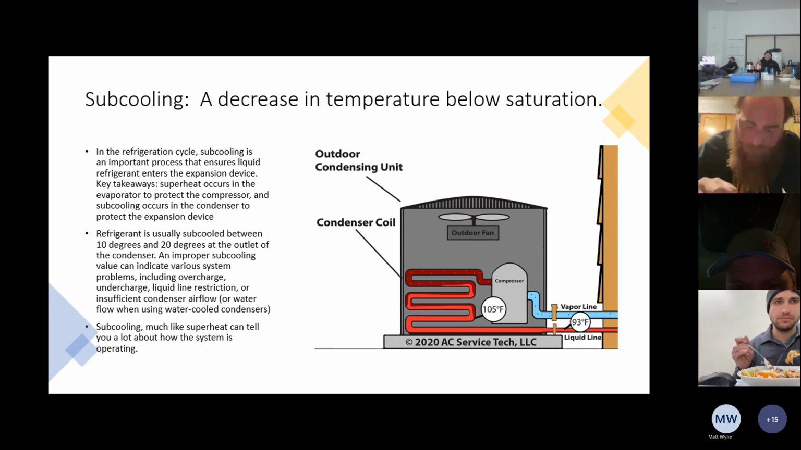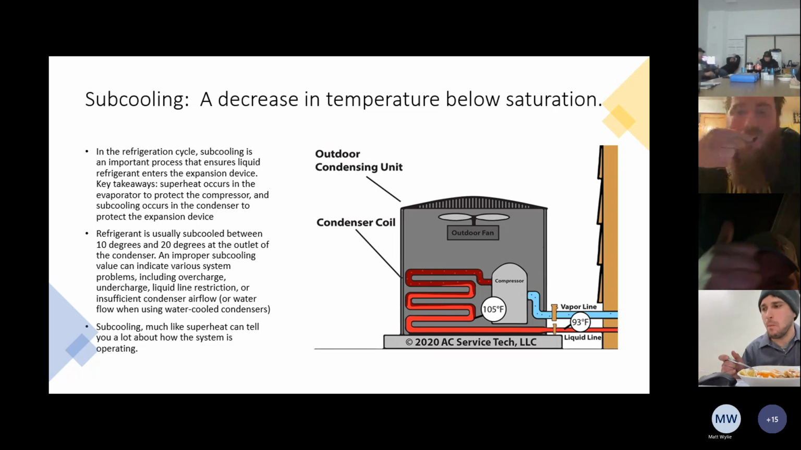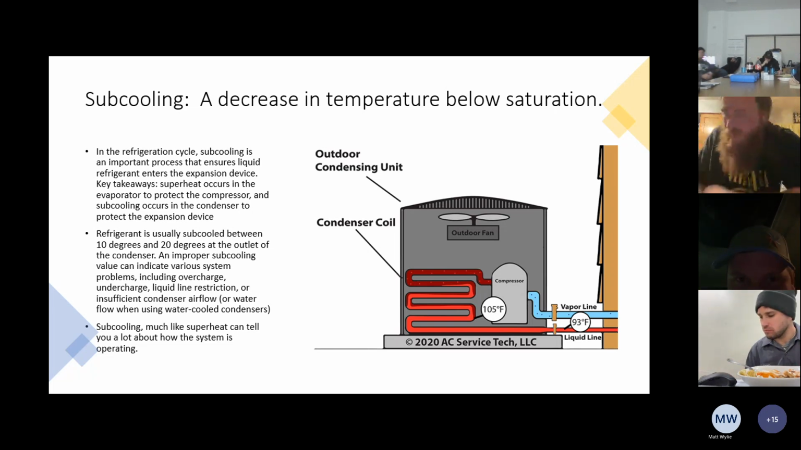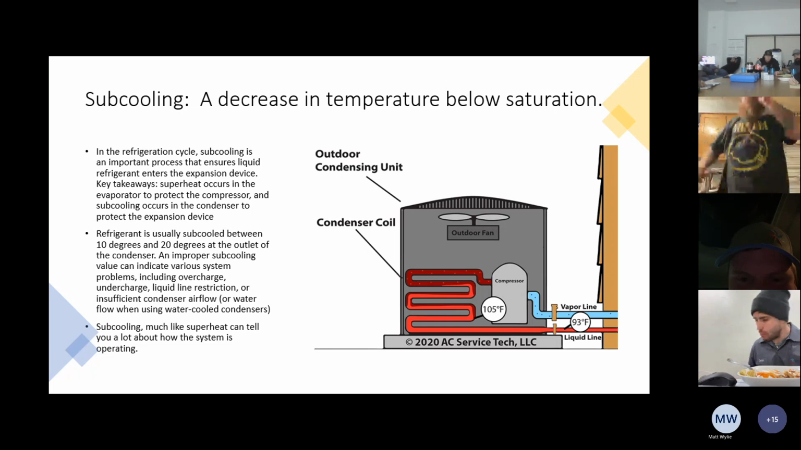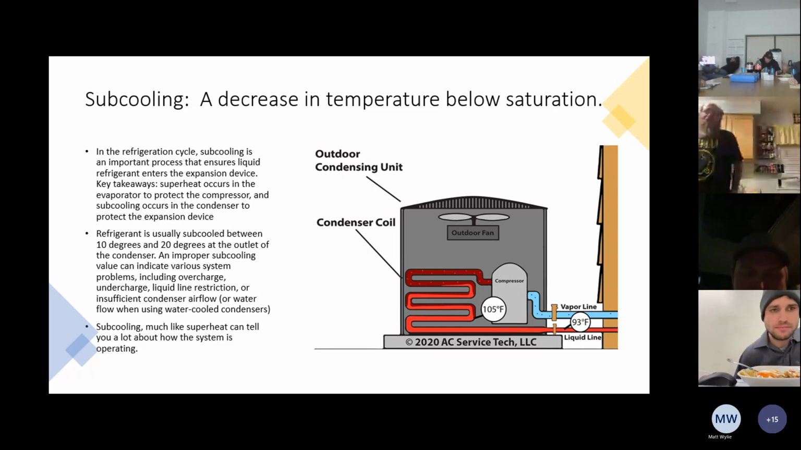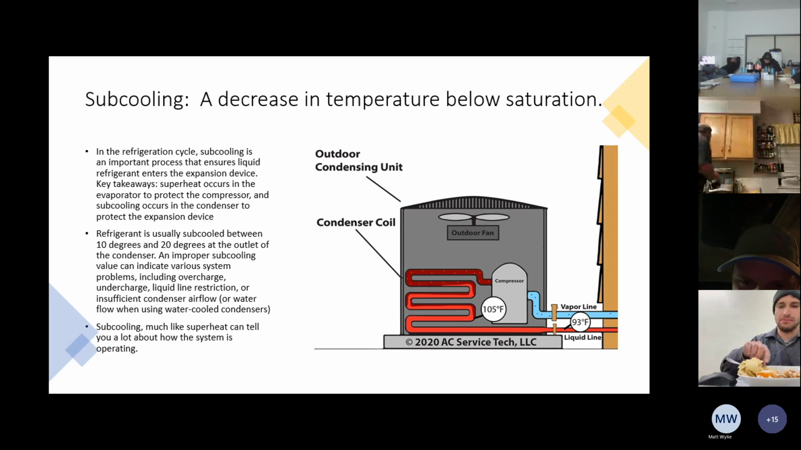Has it been five minutes? Is everyone ready? Let's go. It's 7:22. Okay, so subcooling, like we talked about superheat, is a decrease in temperature below saturation. In the refrigeration cycle, subcooling is an important process that ensures liquid refrigerant enters the expansion device.